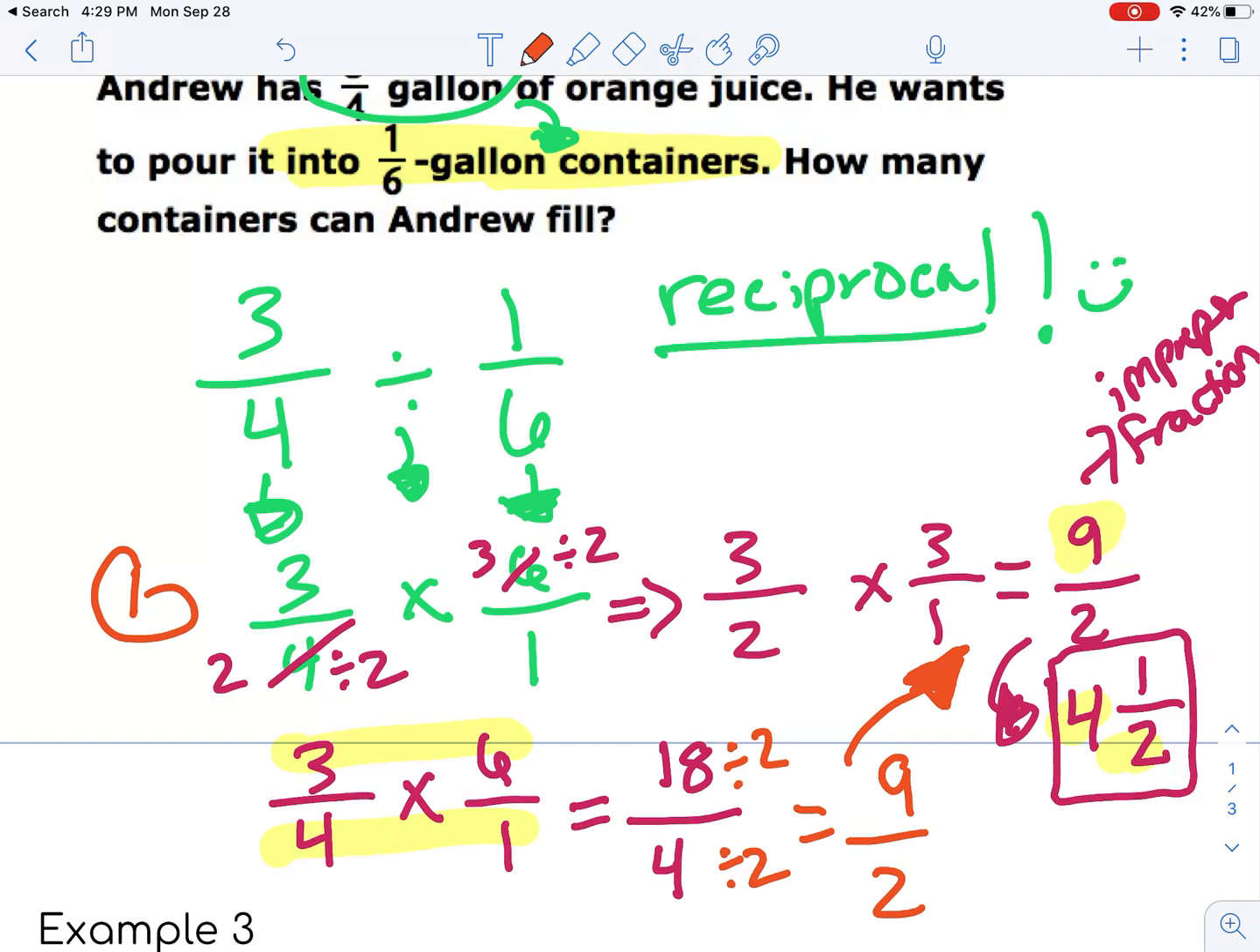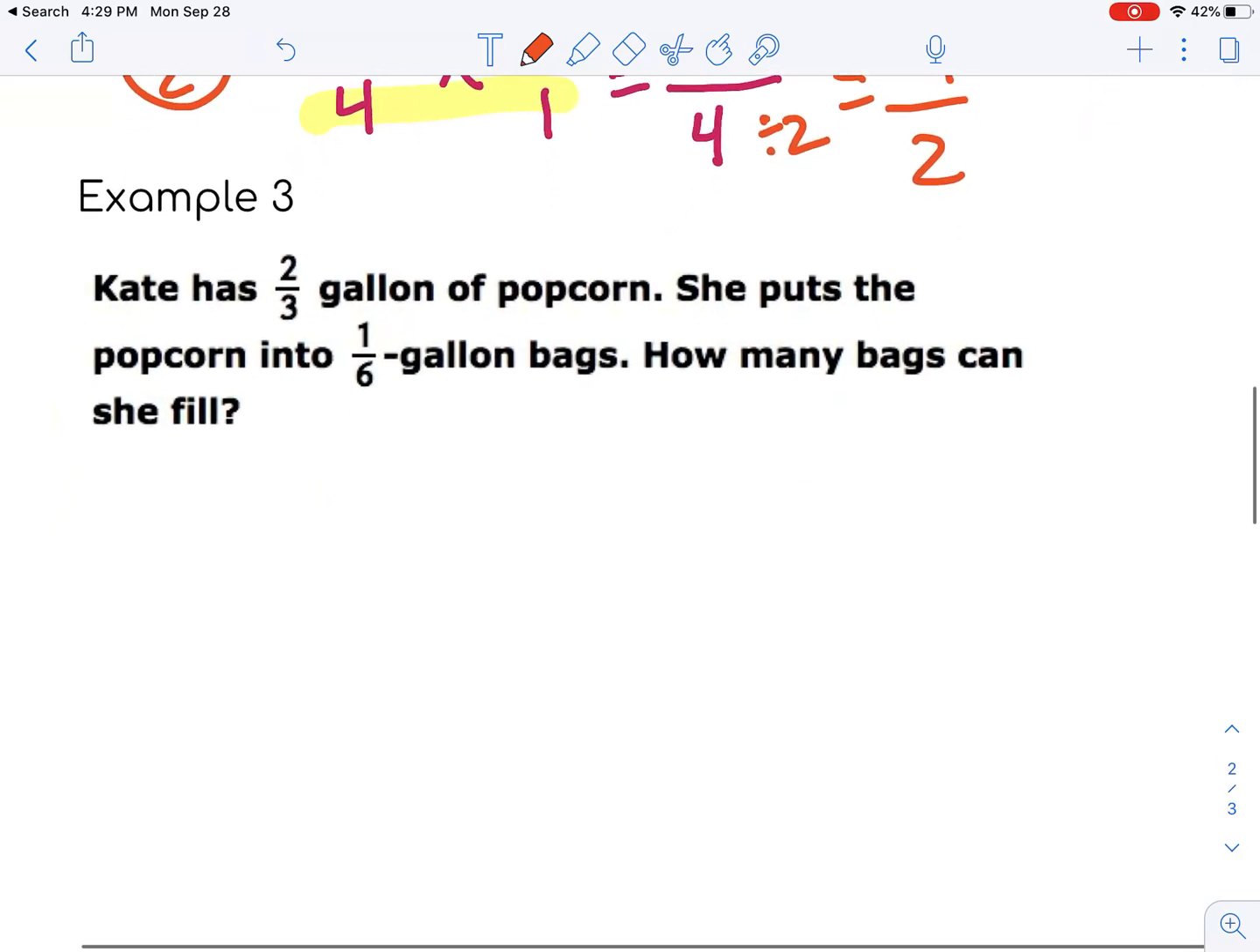You can simplify first by looking diagonally with our butterfly wings to see if there's anything we can simplify, or you can simplify after you multiply. Either way. Let's try one more.